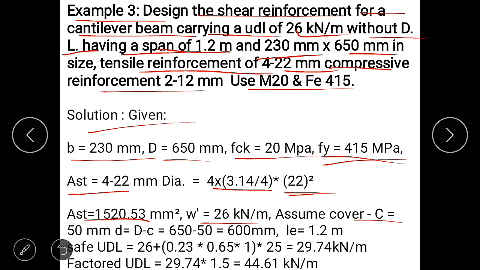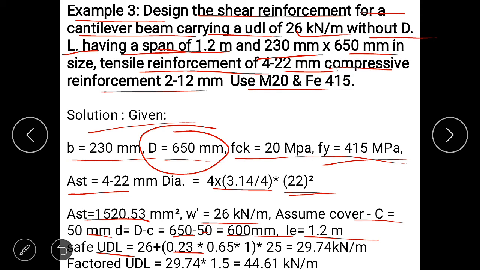Cover we assume here 50 mm, so overall depth is 650, so 650 minus 50, that is effective depth 600. LE, the length, 1.2 meter is given. Safe UDL is given 26. It is without dead load, so add dead load in this. Dead load means width into depth in meter.